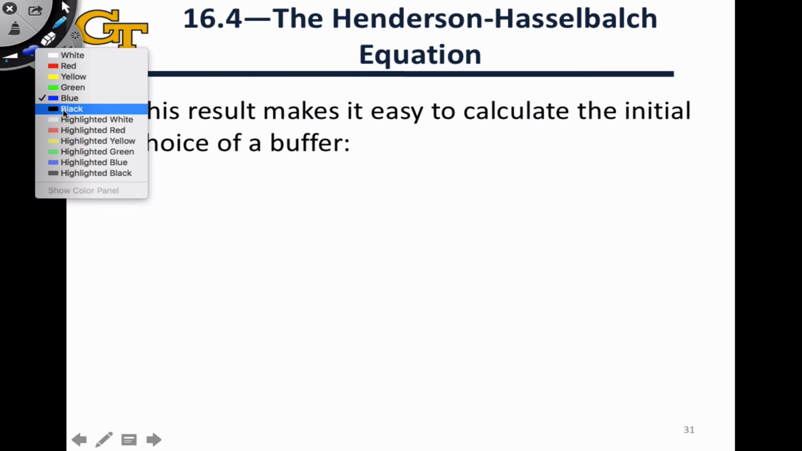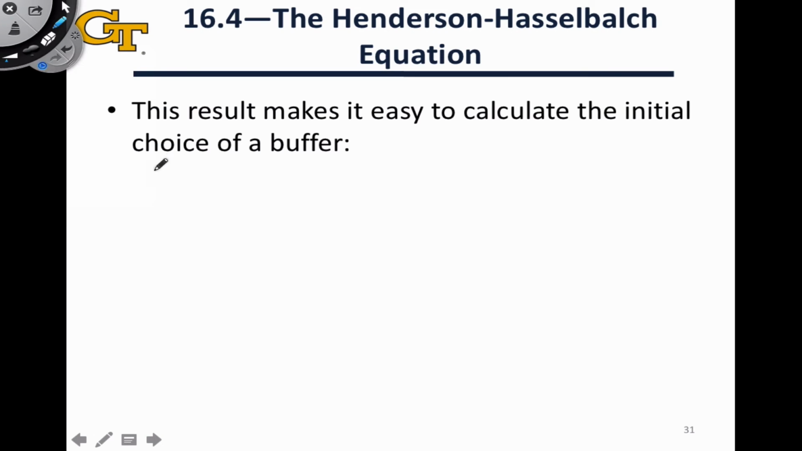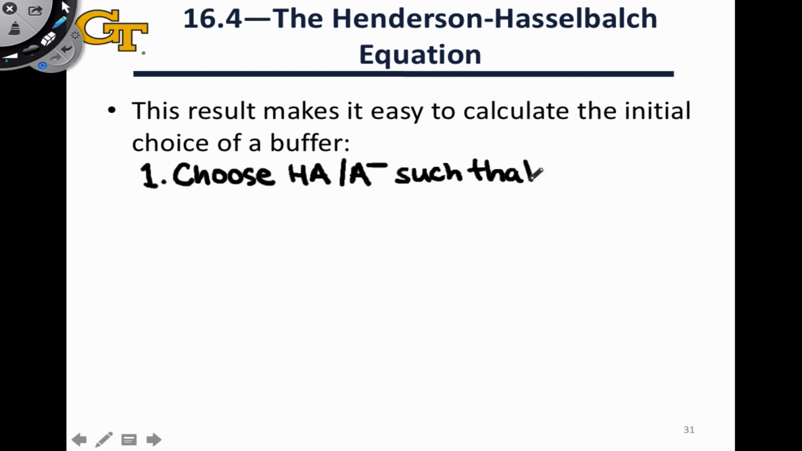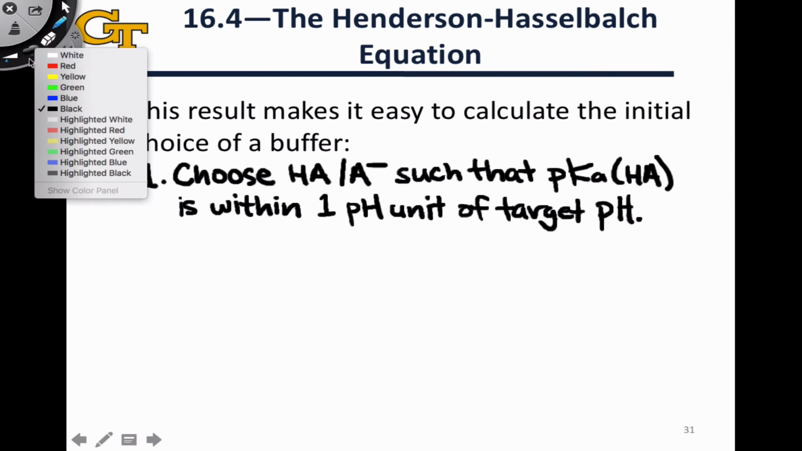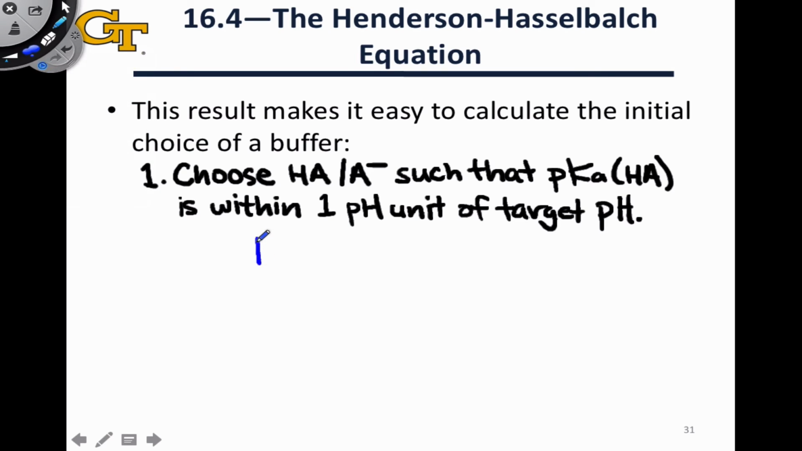So how then do we go about choosing a buffer system to achieve a particular target pH? Well, step 1 is to choose HA and A-, choose the conjugate acid-base pair. It's important to do this such that the pKa of HA is within 1 pH unit of the target pH. The consequence of this is that the ratio of HA to A- concentrations should be between 1 to 10 and 10 to 1, and we can see that just by rearranging the Henderson-Hasselbalch equation slightly to pH minus pKa equals the log of the conjugate base divided by the acid.